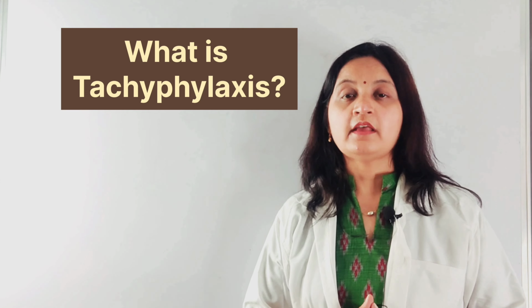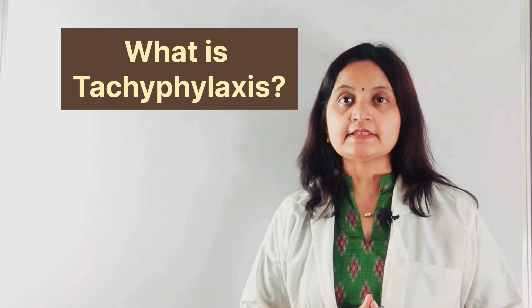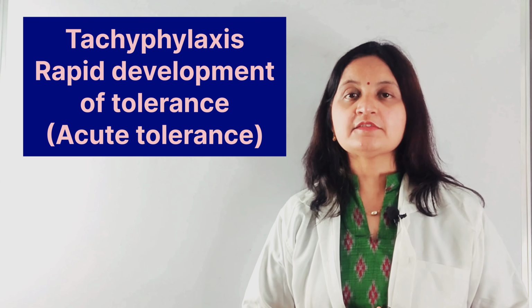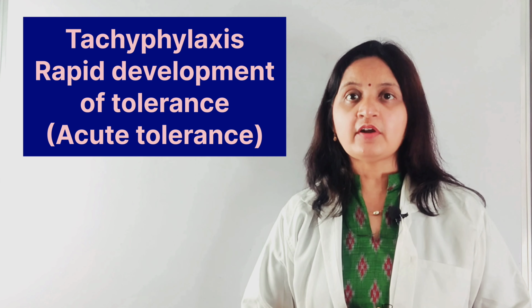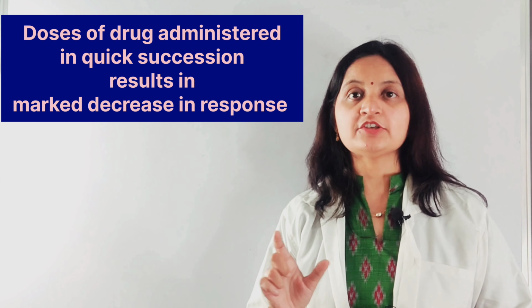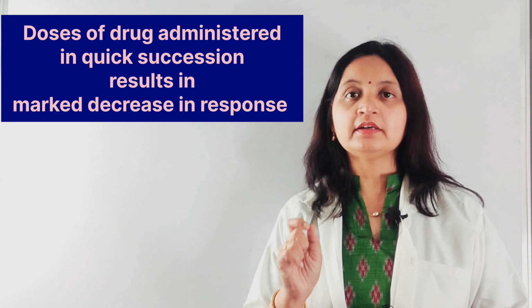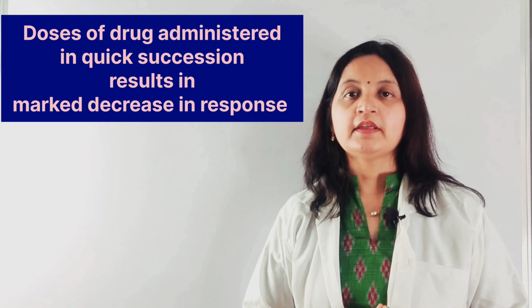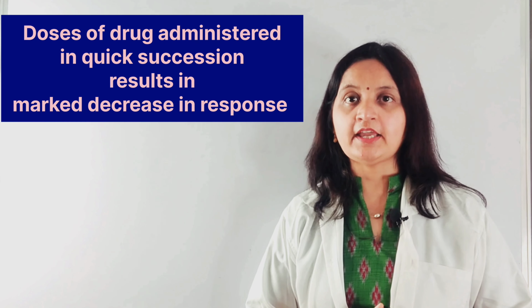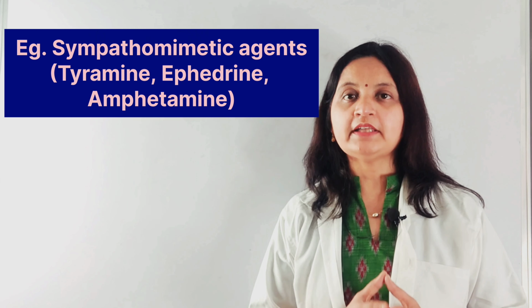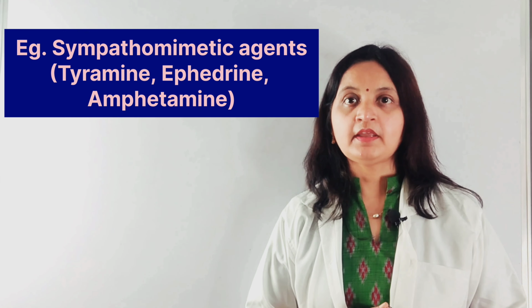Next is, what is tachyphylaxis? Tachyphylaxis means rapid development of tolerance. The doses of drug administered in quick succession result in a marked decrease in the response. This is usually seen with indirectly acting sympathomimetic agents such as amphetamine, tyramine and ephedrine.